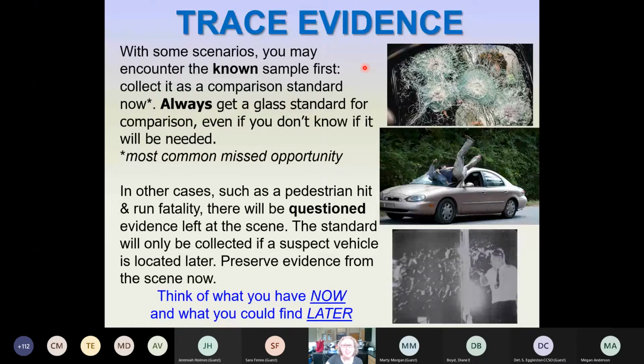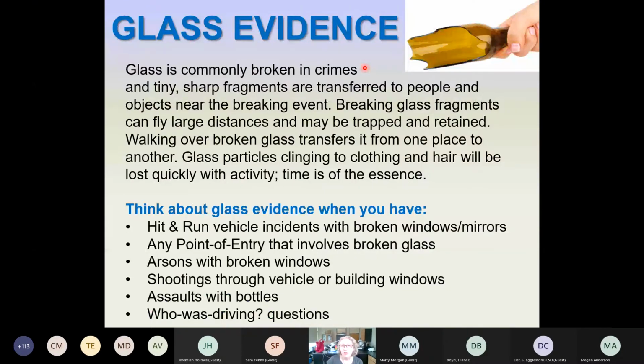So in other words, in both these situations, think about what evidence you have now, whether it's an opportunity to collect a standard or whether it's the questioned glass, and then what you might find later, which would make that useful. As you clearly know, lots of crimes involve broken glass.